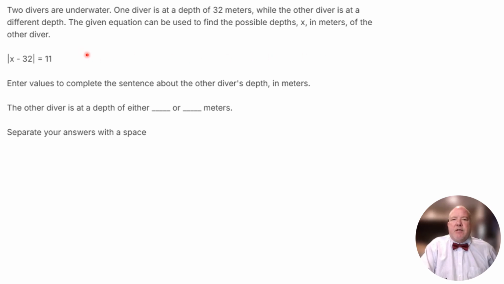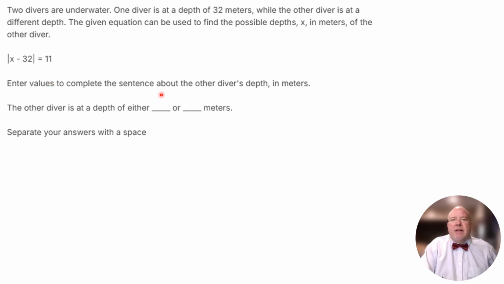So this question says two divers are underwater. One diver is at a depth of 32 meters, while the other diver is at a different depth. The given equation can be used to find the possible depths, x, in meters of the other diver. And here's our equation: the absolute value of x minus 32 equals 11.